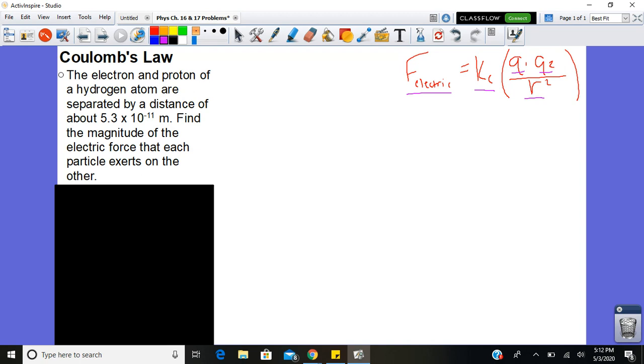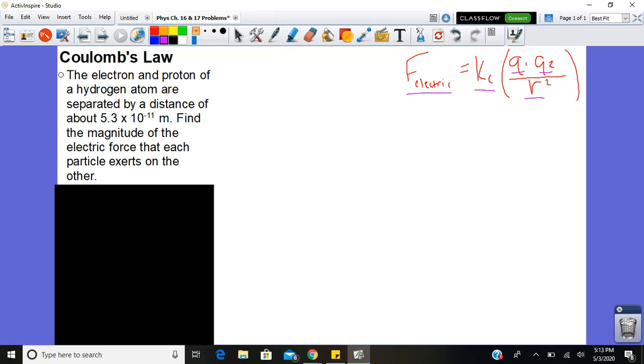So if we get into this problem, we have an electron and a proton in a hydrogen atom that are separated by a distance of about 5.3 times 10 to the negative 11th meters. Find the magnitude of the electric force that each particle exerts on the other.